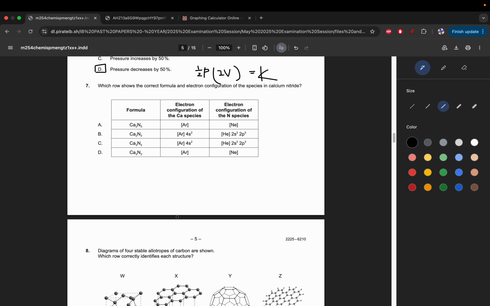Which row shows the correct formula and electron configuration for the species in calcium nitride? Okay, well, calcium is going to have that 2+ charge, and nitride is going to have that 3- charge. So in order to join them together, we know that it's going to be Ca3N2. So we can rule out A and B. Now this is ionic bonding because of the high difference in terms of their electronegativity values.